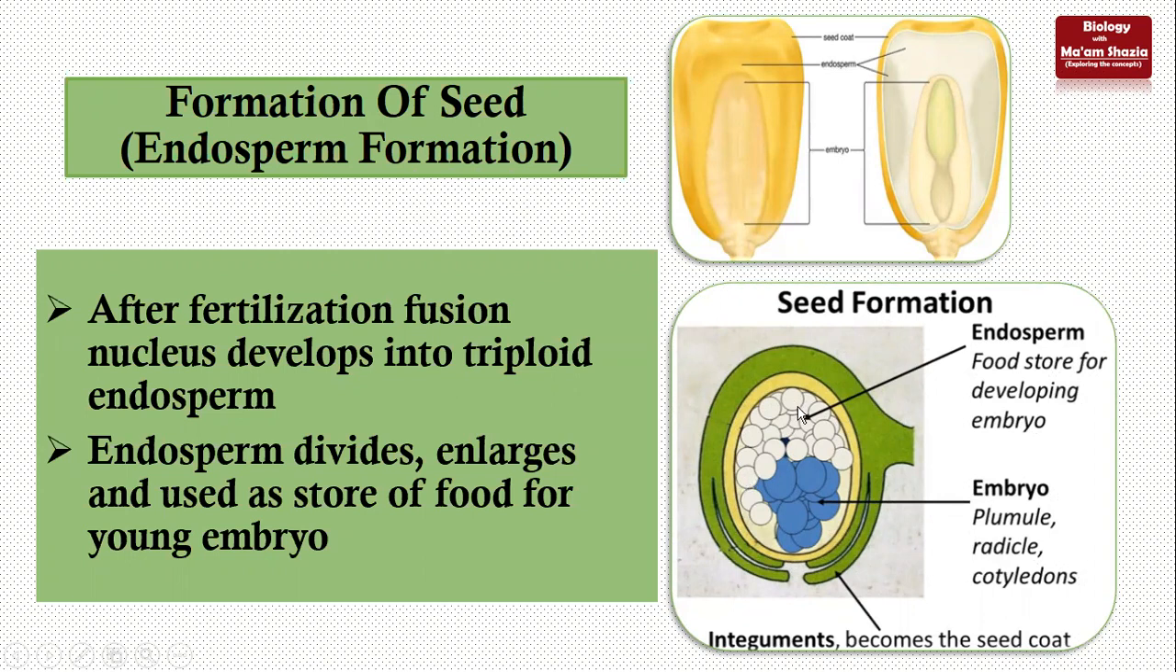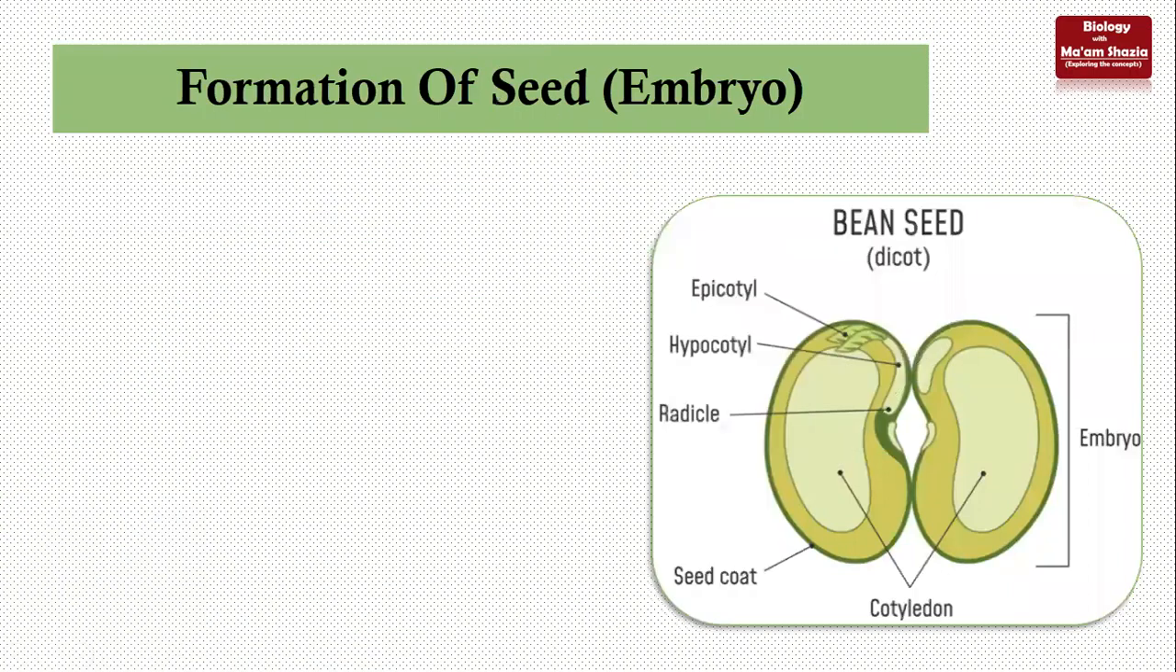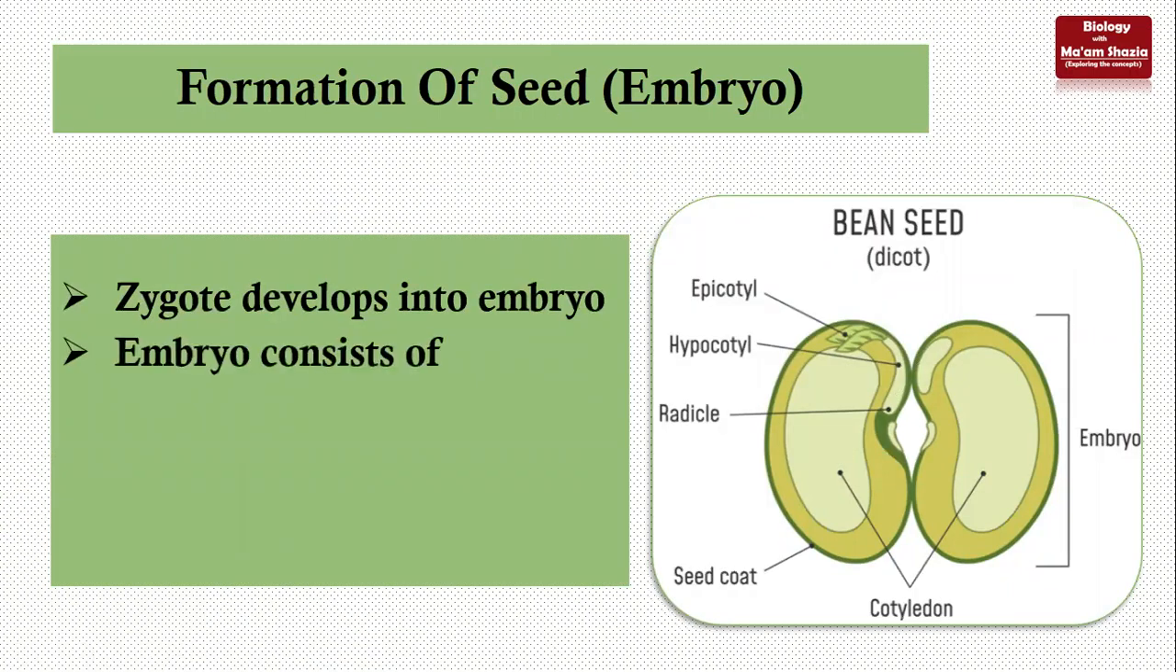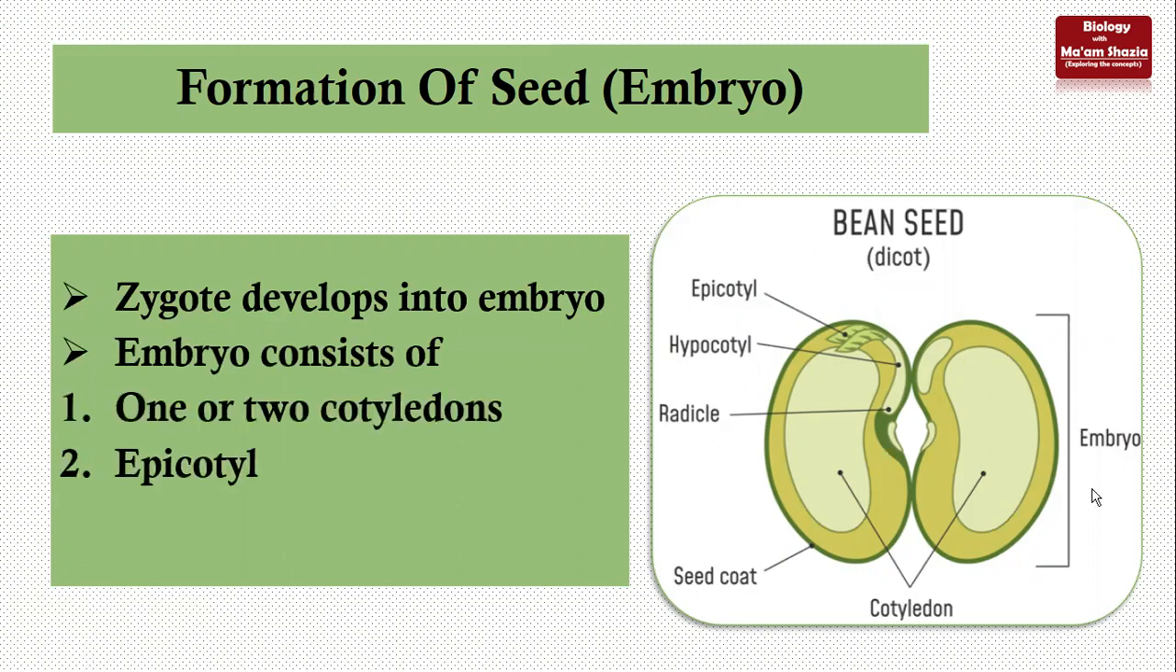The stored food is basically in the form of fats. So now, the formation of the seed, once again, the parts of the seed. The zygote develops into the embryo, and the embryo has the following parts. One or two cotyledons, these two are the cotyledons that contain the endosperm. Epicotyl is the part of the embryo through which the shoot is going to be produced. Hypocotyl is the part which is going to develop the root.